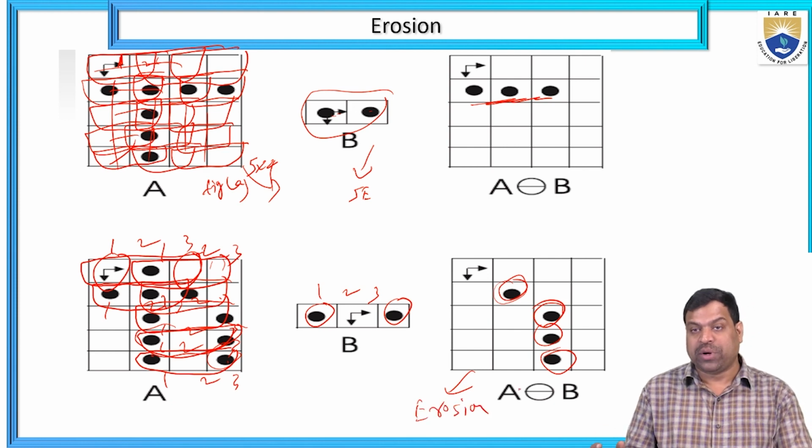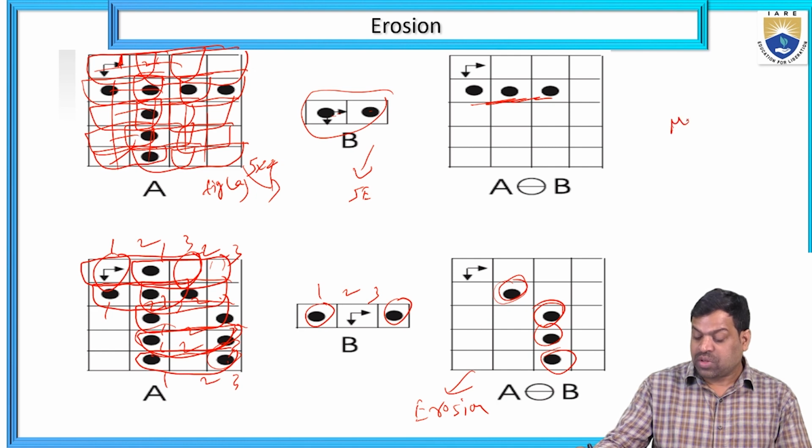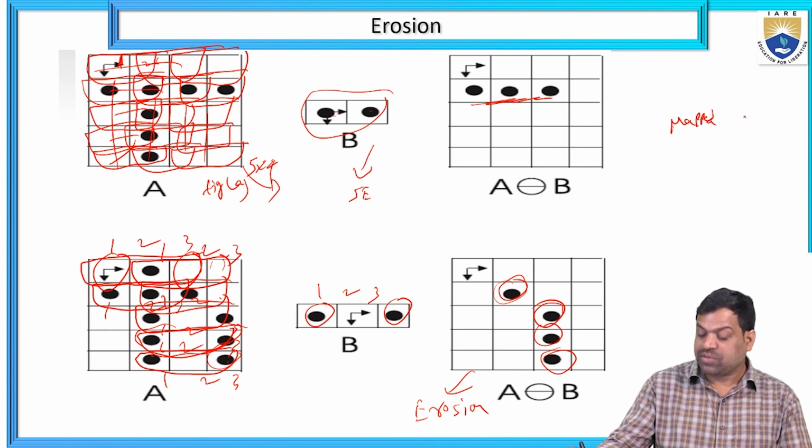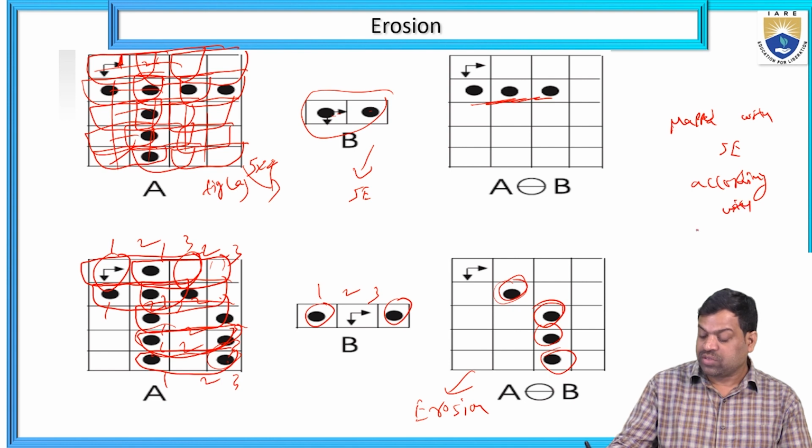How many are mapped? Mapped with the structuring element according to the input pixels, that is erosion.